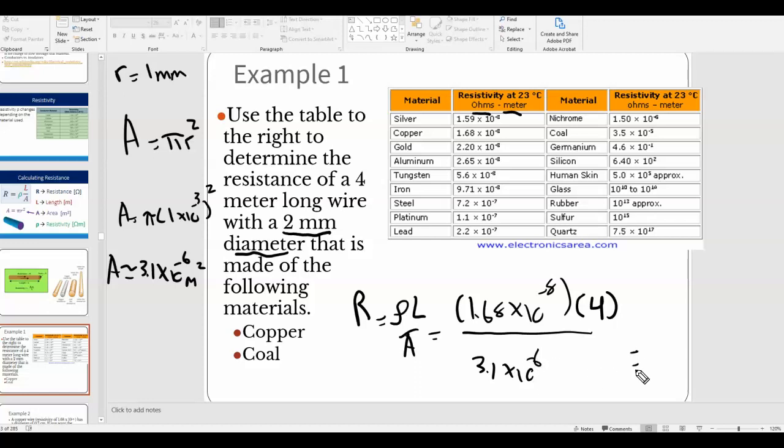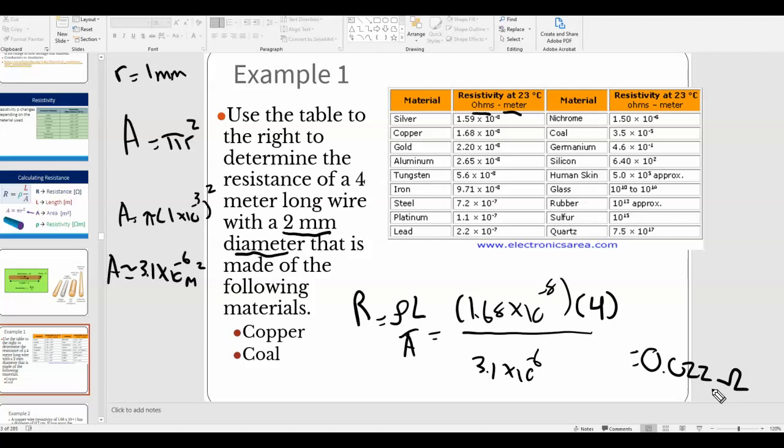Okay, so I'm going to do 1.68 times 10 to the negative 8 times 4 divided by 3.1 times 10 to the negative 6, and I get 0.022 ohms. Okay, now if that seems like a small value, it is a small value. Okay, that's way smaller than 1 ohm. Usually we're dealing with resistors that have like 10 or 20 or 100 or 1,000 ohms. And so that's why in most situations we really ignore the resistance of the wire.